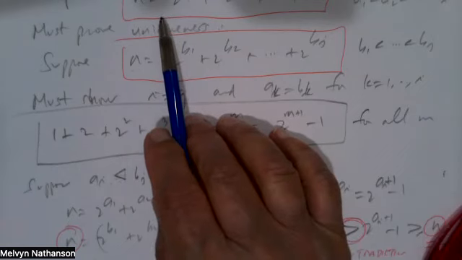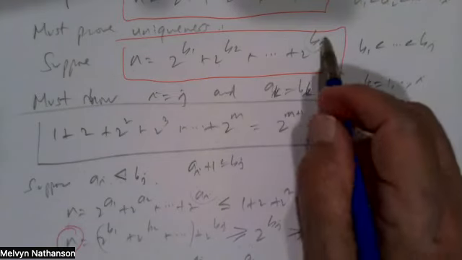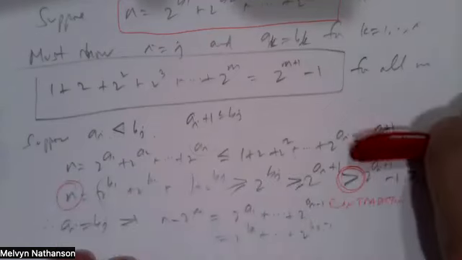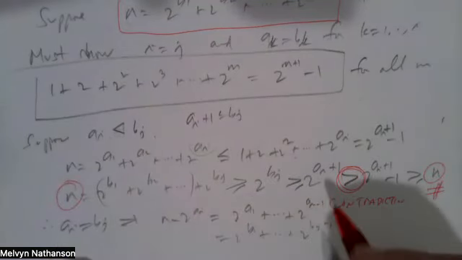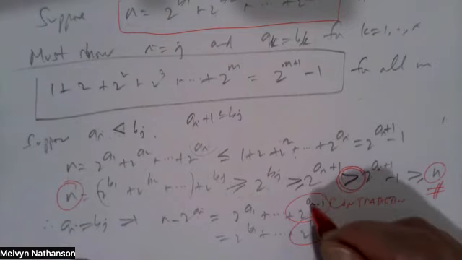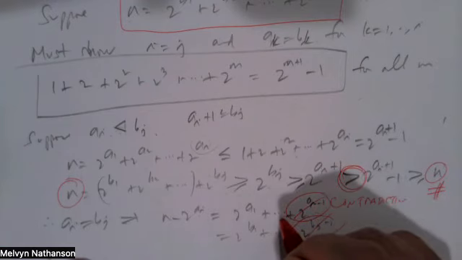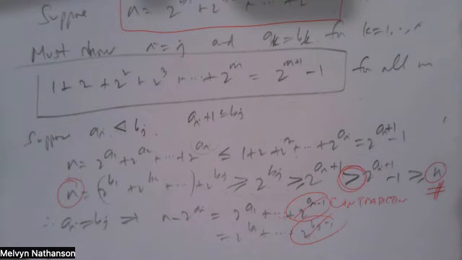So if you have two representations of n as a sum of powers of 2, the largest power has to be the same. But then n minus 2 to the ai is the sum of the earlier powers of 2. This is 2 to the b1 plus up to 2 to the b sub j minus 1. And now I have two representations of n minus 2 to the ai. These are the largest powers of 2, but these have to be the same exponents. So we can cancel them, and we can work our way down step by step. And we see that all the powers are the same.